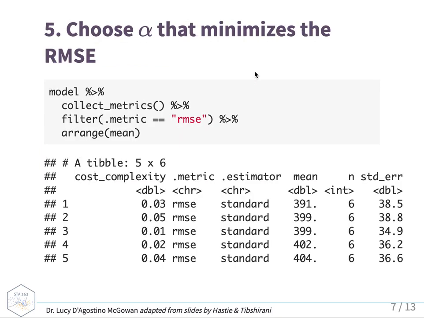So now that I've done this, I'm going to choose an alpha that's going to minimize my root mean squared error. And this is the same code that we used in the last lab where you collected your metrics from the model, you filtered based on the root mean squared error, and we arranged by mean. So we end up with the smallest root mean squared error here, 391, and that corresponds to an alpha of 0.03.